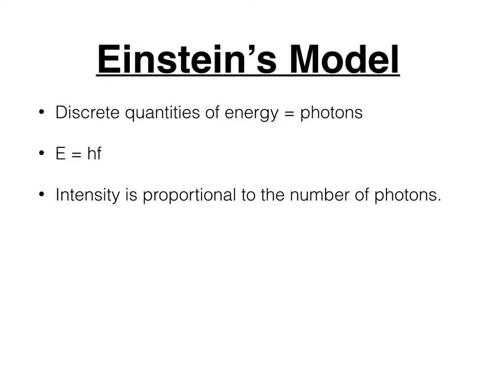Einstein's revolutionary model conceived light as particles instead of waves, stating that the energy of light is not evenly spread out, but concentrated in packets of energy which Einstein called photons, and each photon's energy is determined by the equation E equals hf, where h is Planck's constant and f is frequency. Thus all photons with the same frequency have the same energy. The intensity of light is proportional to the number of photons.